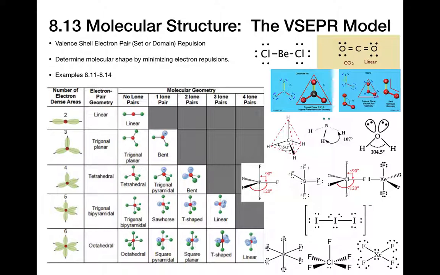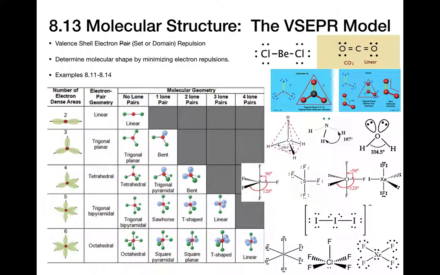Unfortunately, pair is a bit misleading because it can actually be 2 pairs if it's a double bond, or 3 pairs for a triple bond. So I prefer valence shell electron set, or maybe electron domain repulsion. Basically, we determine our molecular shape by minimizing the electron repulsions between the bonded atoms and the unshared pairs.